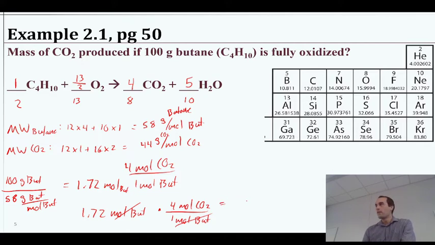To give us 1.72 times 4. Anybody have that for me? 6.8 something? 6.8 moles of CO2. Okay, so then we're almost there. We've done the conversion, so we had to convert from mass into a number unit. That way we could compare on a numbers basis. And now that we've gone through that process, we can convert back to a mass. So here we take 6.8 moles of CO2 and multiply that by our 44 grams per mole.